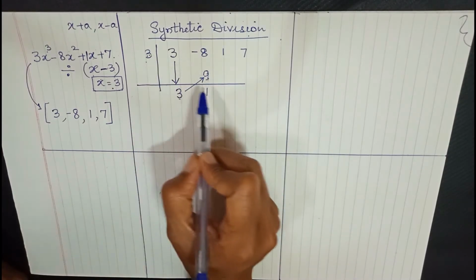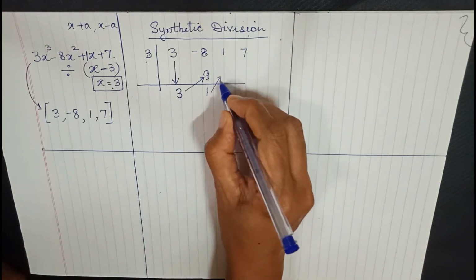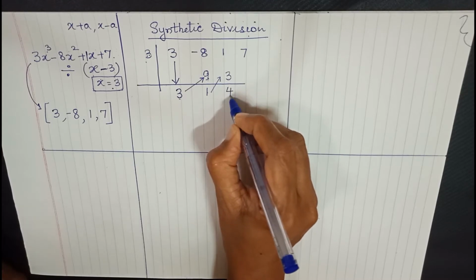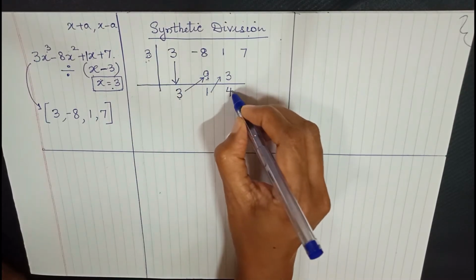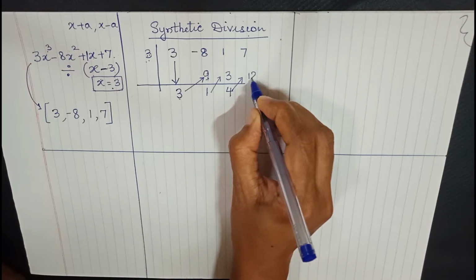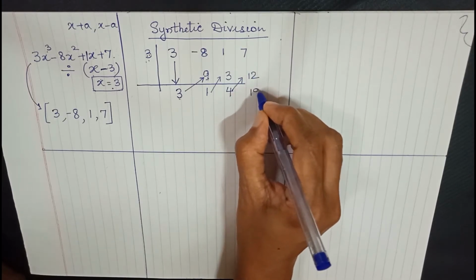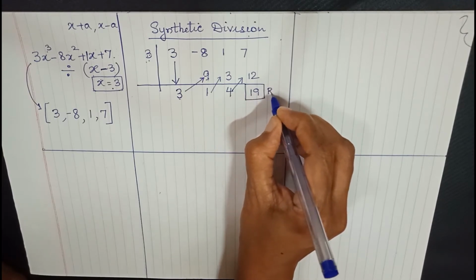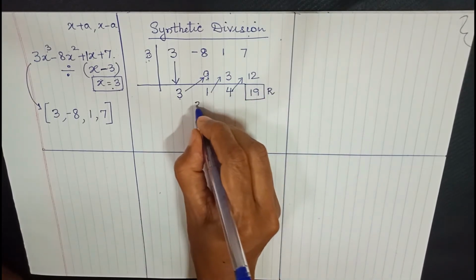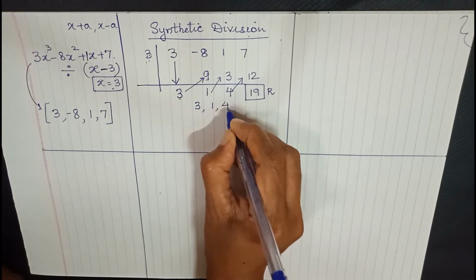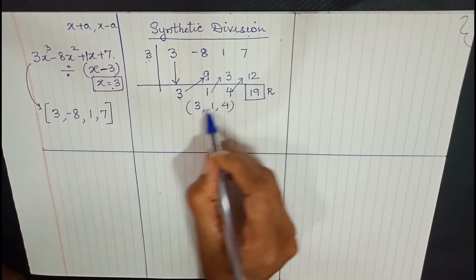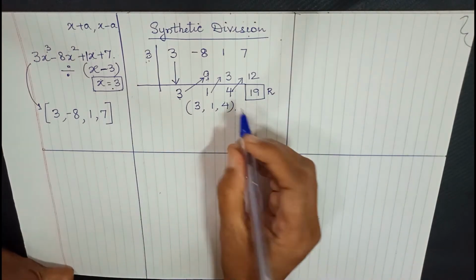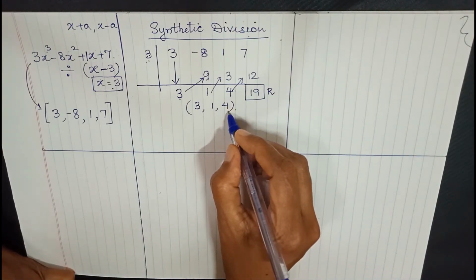Next again, 3 into 1 is 3, and we write it here. So 3 plus 1 is 4. Next, 3 into 4 is 12, and 12 plus 7 is 19. So the last number that we get is the remainder. And what we have got here, 3, 1 and 4, is the coefficient form of the quotient. So now we convert this back into the expression.